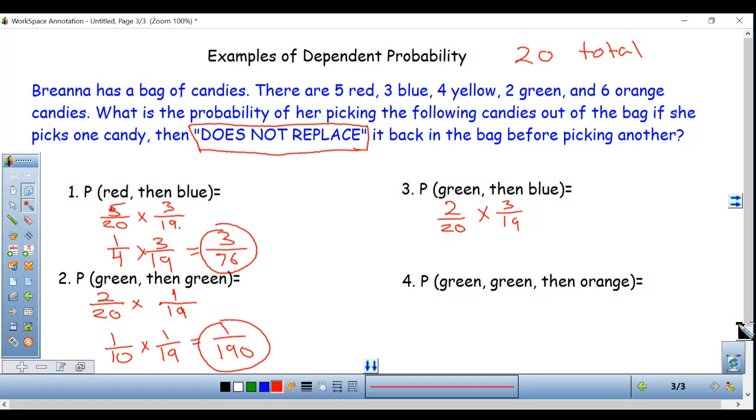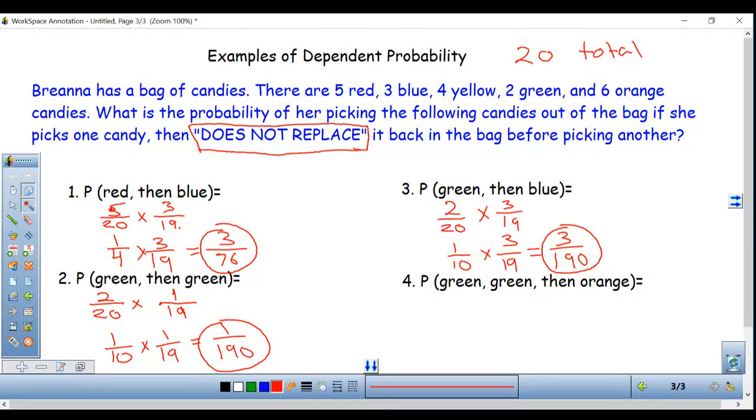Once again, always look to simplify. 2 over 20 simplifies to 1 over 10, and I can't do anything with 3 over 19. That looks like a B. 1 times 3 is 3. 10 times 19 is 190. My answer is 3 over 190. 3 out of 190.